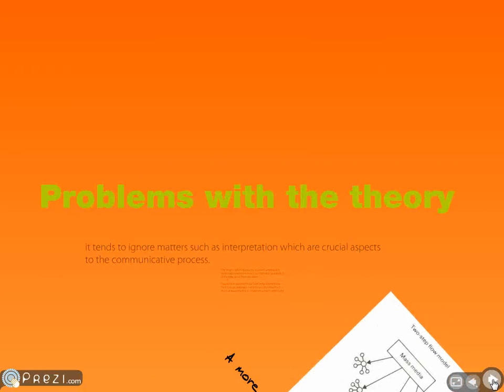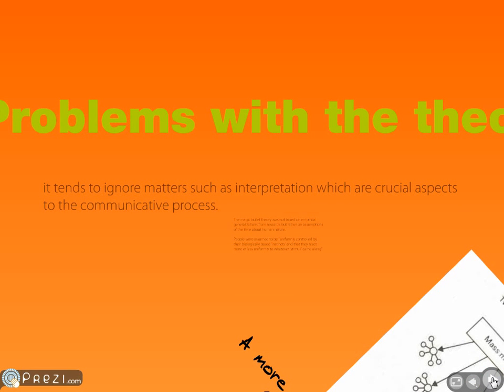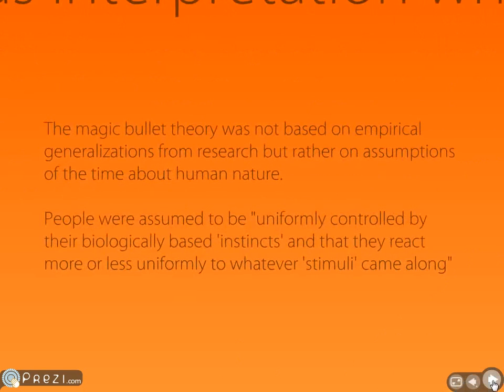As you can probably think of now, there are a few problems with the theory. It tends to ignore matters such as personal interpretation, which, as we know, is crucial to the media and communication process. It was based on generalisations, based on assumptions of the time about human nature. So things basically like monkey see, monkey do. They read the media and then they act upon it. There's no middle step. It's just one then the other.